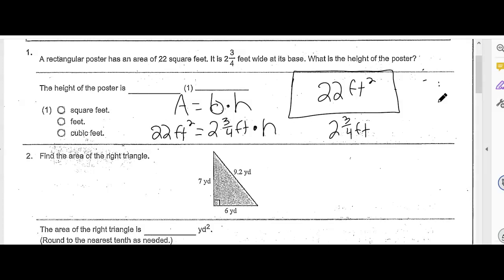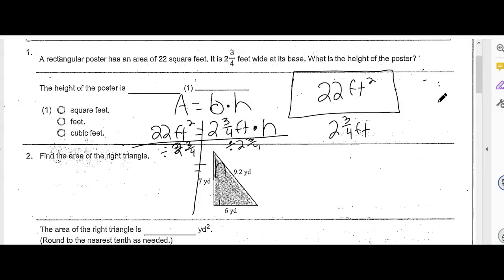What is the next step? Lily? You divide 2 3/4 from both sides. Good. So before that, you would need to make a T-chart. Good. We are dividing by 2 3/4. It should say H equals 22 divided by 2 3/4.